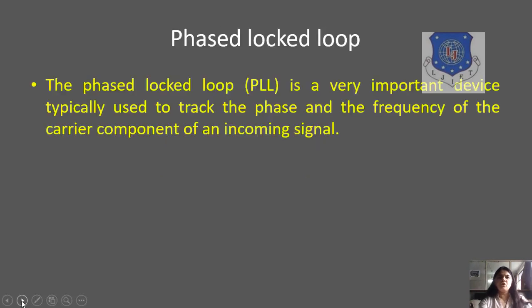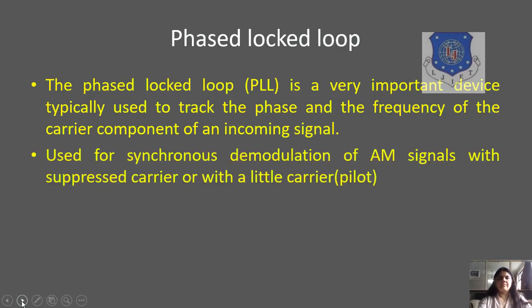What is a phase lock loop? It is a very important device that is used for tracking the phase and frequency of the carrier component of an incoming signal. It is also used for synchronous demodulation of AM signals with suppressed carrier or with a little carrier, that's a pilot carrier. It is also used in the case of analog and digital components.